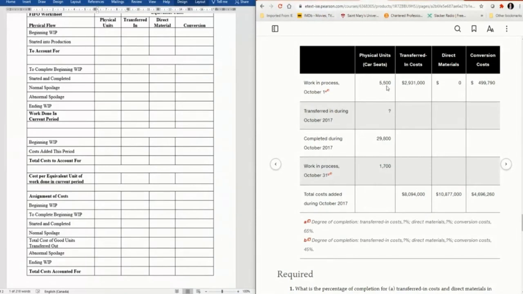Well, I know beginning work in process was 5,500 physical units, right? And how many units did I start into production? They don't tell us that. Oh, interesting. It's just a question mark. But what else do I know? Well, I have that 5,500 units that I had at the beginning. I'm going to have to finish them off.